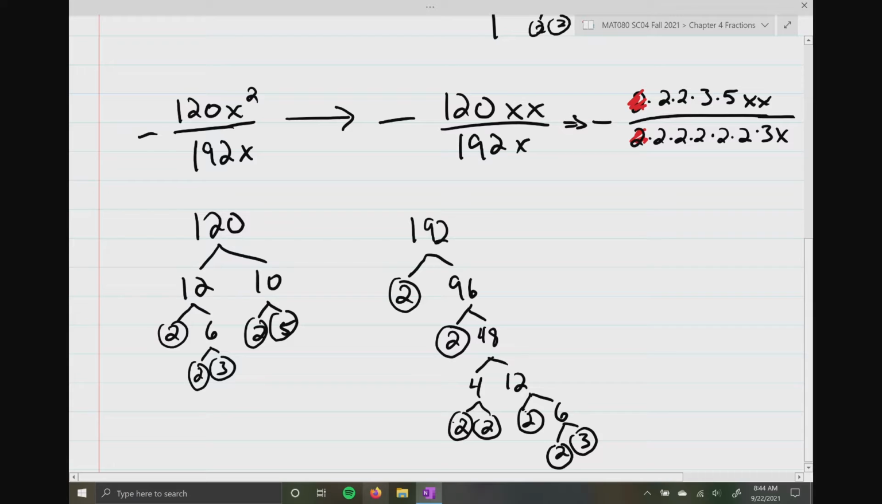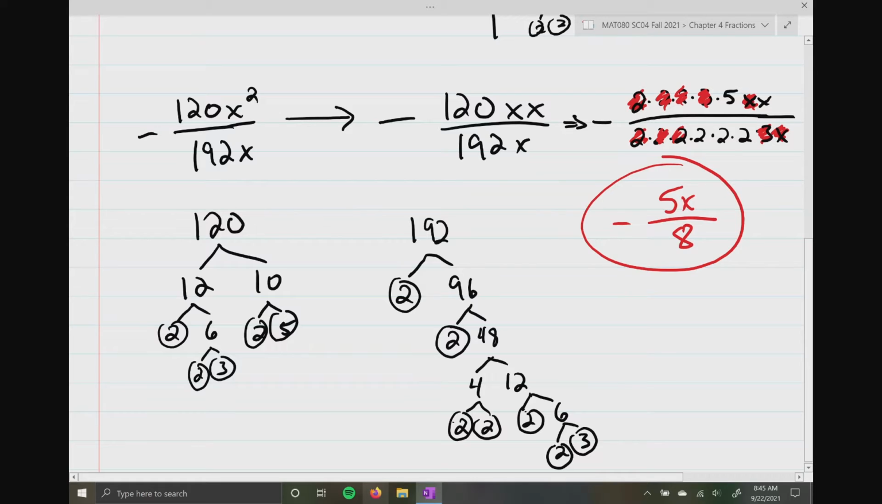So there's 2 over 2, 2 over 2, 2 over 2. I have a 3 over 3, and an X over X. So all those simplify. What's left over in the numerator? And be careful. 5x. What's left over in the denominator? 8. And what about that negative sign? Up front. Perfect.